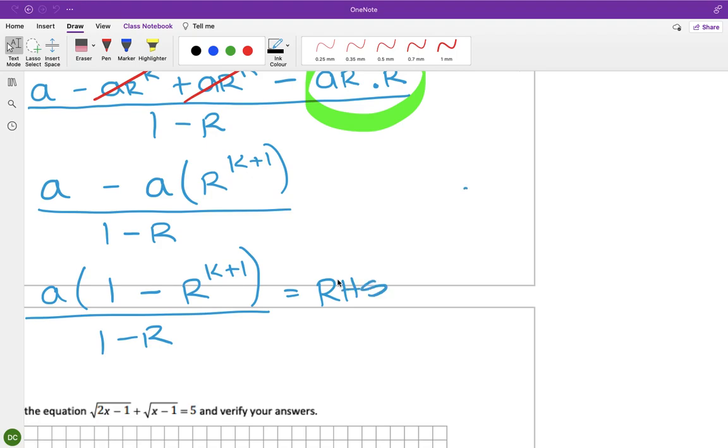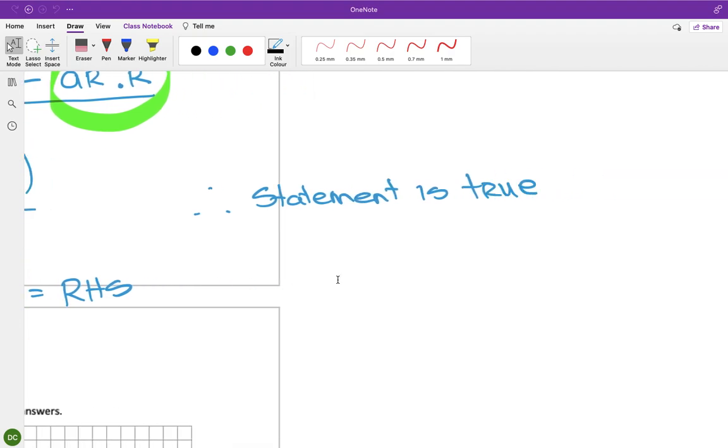So therefore, the statement is true for n equal to 1.